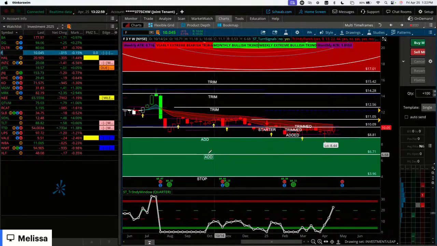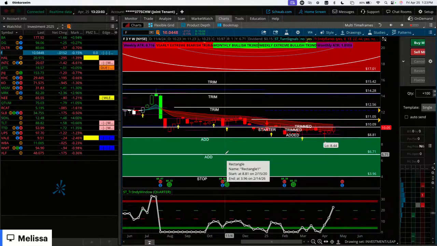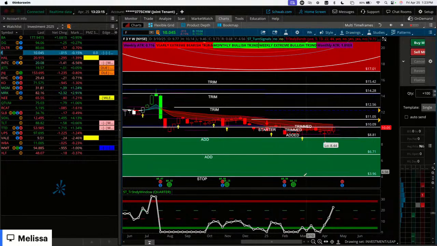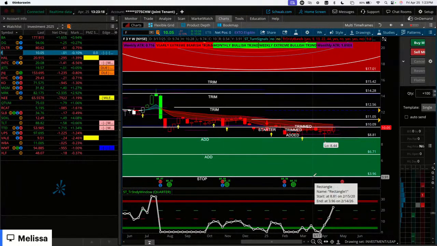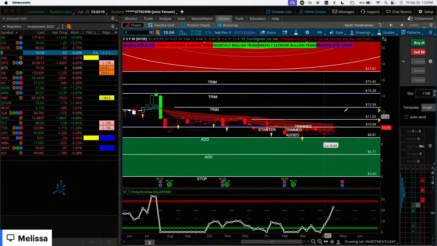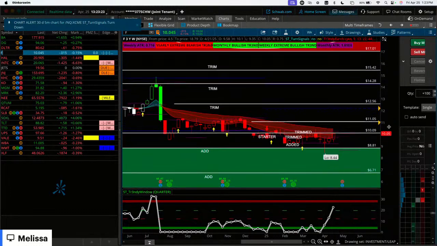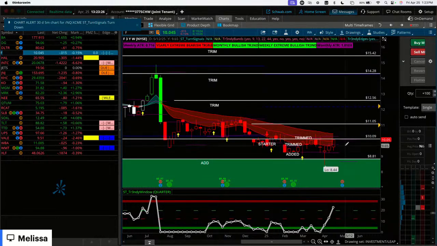But for my options, due to the Greeks and theta decay, it can really not pay off if you don't have some sort of stop. So I use the bottom of the demand zone as my stop. All right. So what are my next targets for Ford?